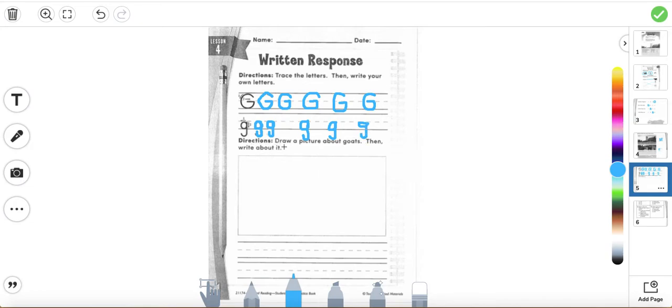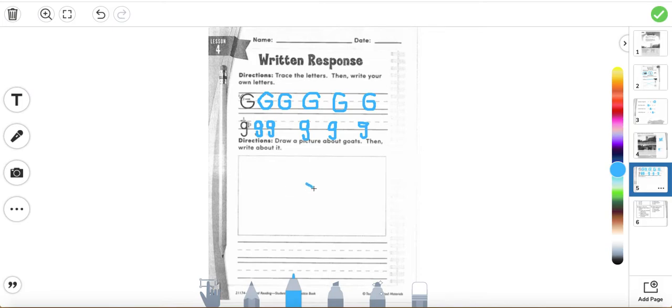Directions. Draw a picture about goats, then write about it. So you're going to draw a picture about goats. So we learned from the story there's 3 types of goats. We have the billy goat, the nanny goat, and the kid. So you can draw whichever picture you want.